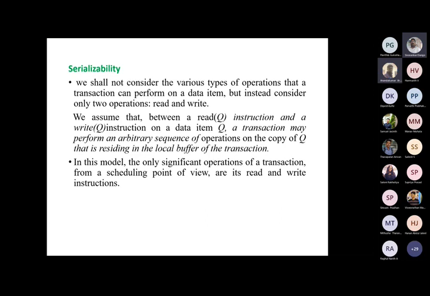The point is that to avoid conflicts in execution of instructions, we go for serializability whenever there are conflicts. You need not consider all the instructions to resolve the conflicts. We are going to focus only on the read of Q instruction and the write of Q instruction. A transaction may perform any arbitrary sequence of operations on the copy of the data item Q, but we'll be focusing only on the significant operations, namely the read of data item and write of data item operations.